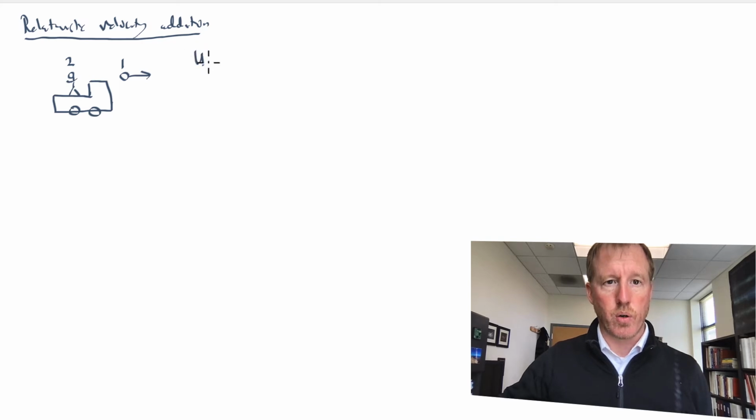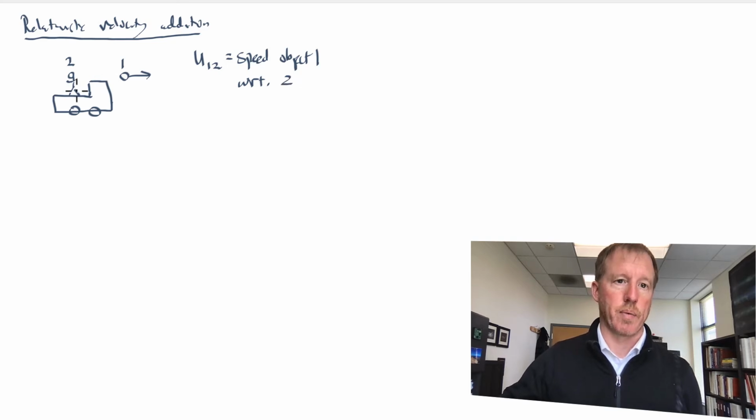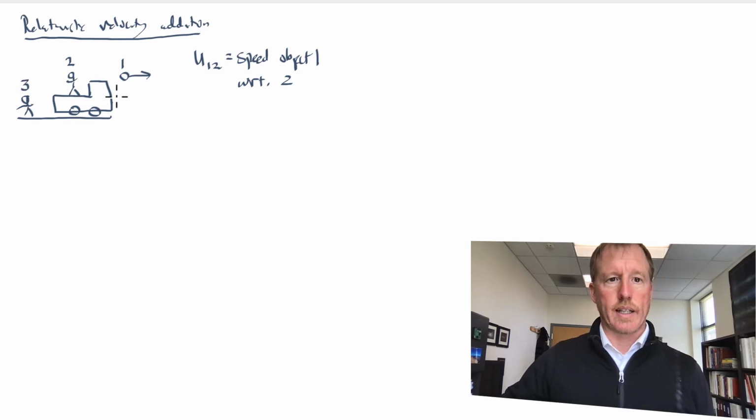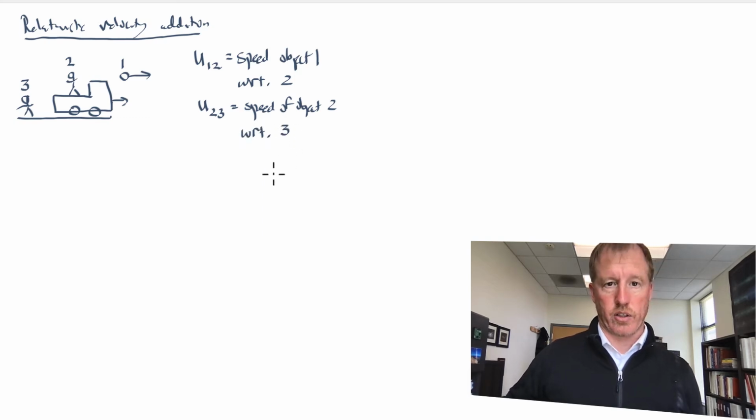Let's call u12 the speed of the baseball, or more generally the speed of object 1 with respect to object 2 or person 2. That would be like Matthew riding in the back of the truck. That might be 50 miles per hour. Then let's call the person standing on the road alongside person 3, okay? And let's suppose that the truck is moving at a speed u23. That would be the speed of object 2, Matthew riding on the truck, with respect to object 3, Mark standing along the side of the road.